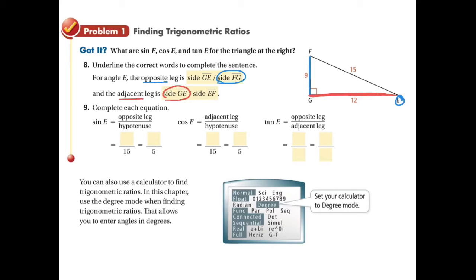Now to complete the equations, we simply take the lengths of each side and then reduce them. So if I take the opposite leg over the hypotenuse, we're looking at 9 over 15, and of course reduce, that is 3/5. If we look at cosine of E, that's adjacent over hypotenuse. The adjacent side is 12, which reduced is 4/5. And for tangent, we look at opposite leg over adjacent leg. So your opposite leg is 9, and your adjacent leg is 12. Once you reduce that, you will get 3/4.